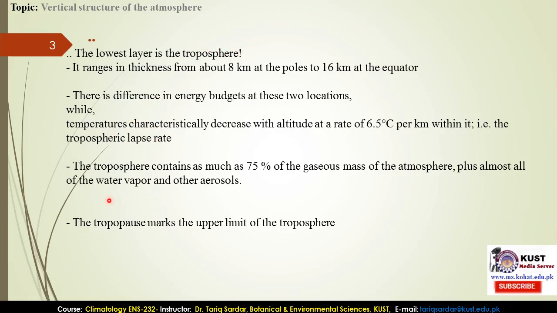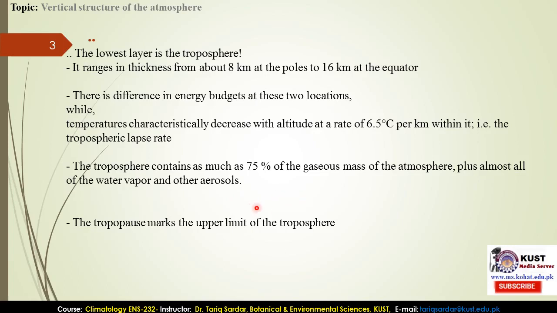The troposphere contains a large amount of gases, a combination of gases, but mostly at the troposphere level up to 20 or 30 kilometers. About 75% of the gaseous mass is in the troposphere, also all the water vapor, that is the H2O in vaporized form, and other aerosols as well. So that's kind of a heavy blanket on the surface of the Earth. The troposphere is very dense because of the 75% of the gaseous molecules.